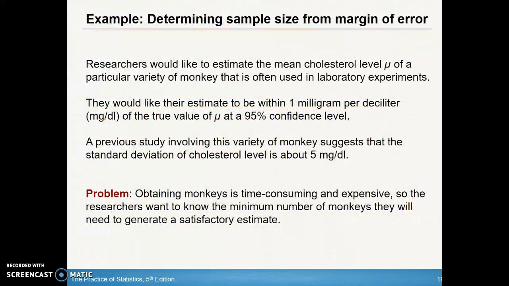Okay, so once again, here's an actual problem. Pause the recording, read the problem, make sure you've got what the problem is asking for, and then turn it back on.